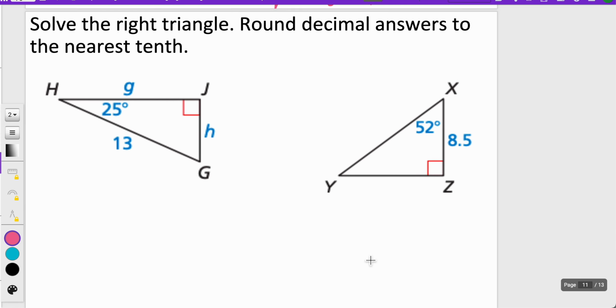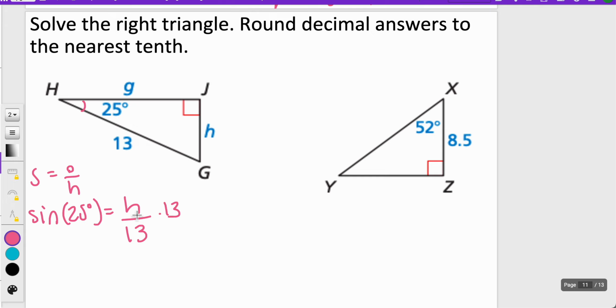The next part, you're given some degree measurements already. So this is when we don't have to use inverse anymore. We can just use our normal sine. So if we look at letter H, I want to include the 13. I'm going to do opposite over hypotenuse first, so that's sine. So for angle 25 degrees, the sine of 25 degrees is equal to H over 13.